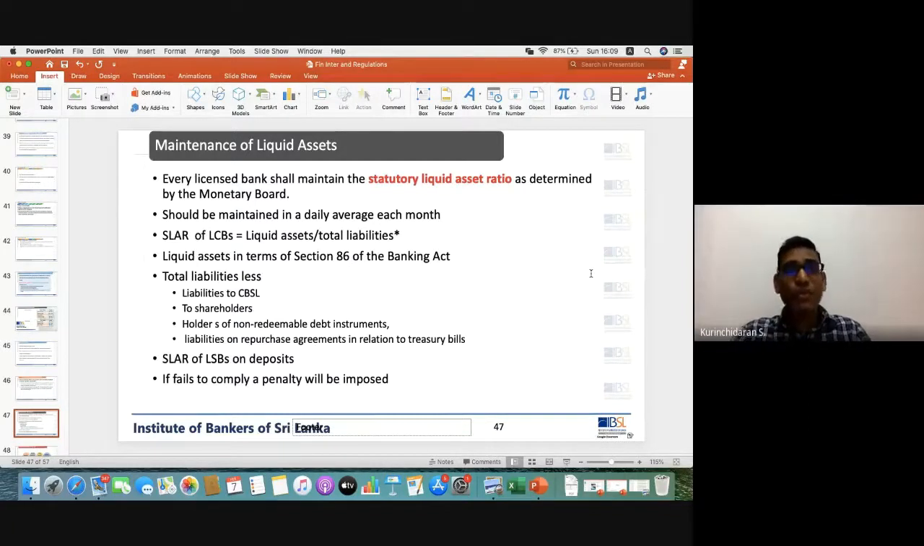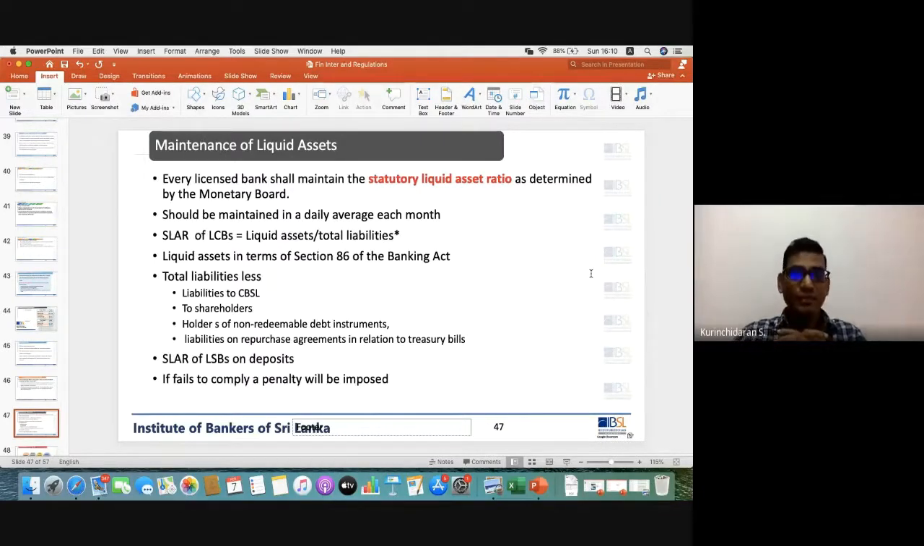The Banking Act can also talk about maintenance of liquid assets. Earlier when we discussed, I said there's a liquidity risk. So banks have to take all necessary actions to maintain liquidity of the bank. But liquidity is very important, as we discussed. So the Banking Act also says there is a requirement to maintain liquid assets. We call it SLAR, Statutory Liquid Assets Ratio. It says every licensed bank shall maintain the statutory liquid assets ratio as determined by the Monetary Board.